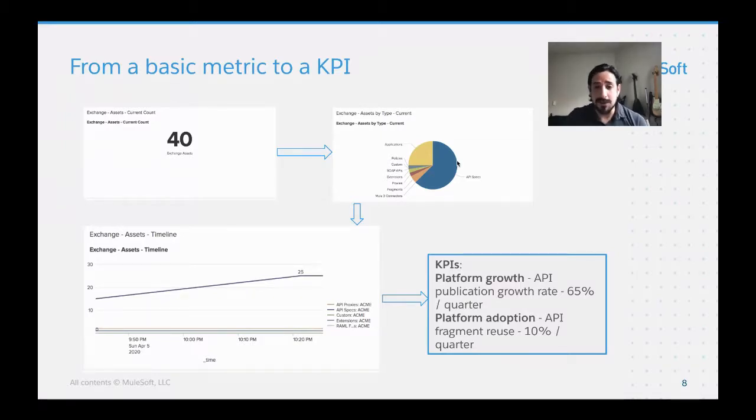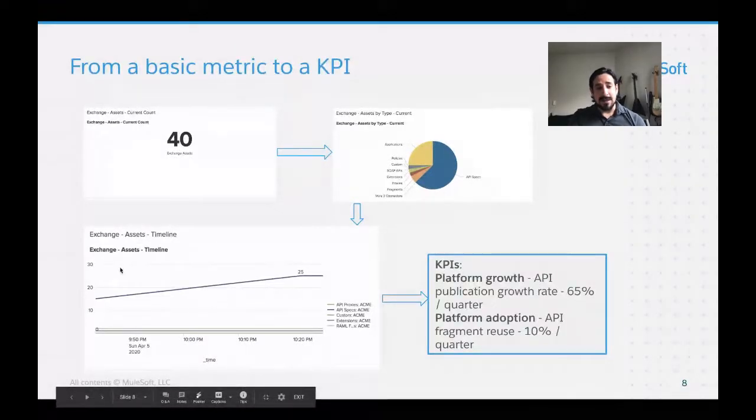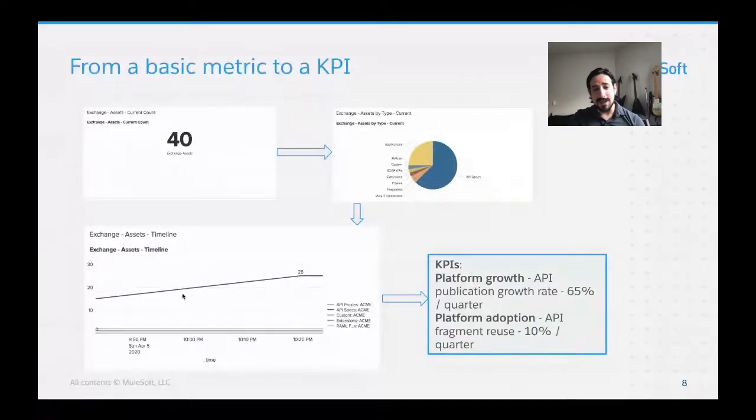So this is great because with this chart, we can see that most of the assets in Exchange are API specs, and we have applications, binaries as well in this organization, and other types. If you draw these numbers into a timeline chart, you will see the behavior, and from here you can start defining KPIs like platform growth or platform adoption, right?